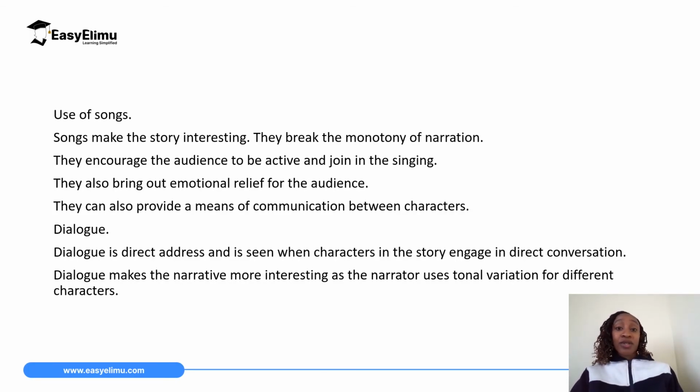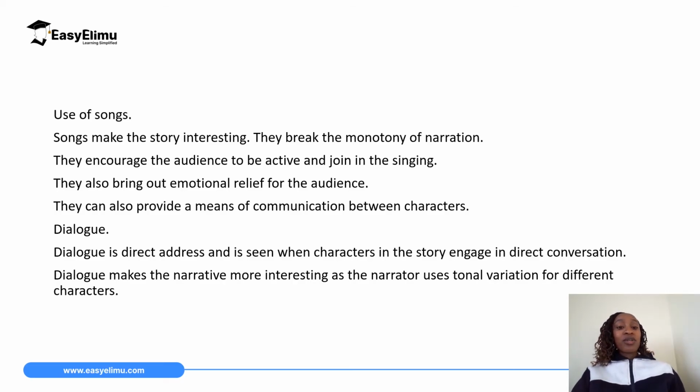Songs are also used in oral narratives. Number one, to break monotony, because you're talking too much, you're narrating something. To break that monotony, to engage your audience, you may sing a song that is related to whatever it is that you're narrating, and also a song that your audience can sing, your audience can join in and sing with you because it is well known to them. So the songs encourage the audience to be active and join in the singing. So maybe somebody who was starting to doze off hears the audience singing, they're going to join in the singing, and that will bring back their attention to your story.